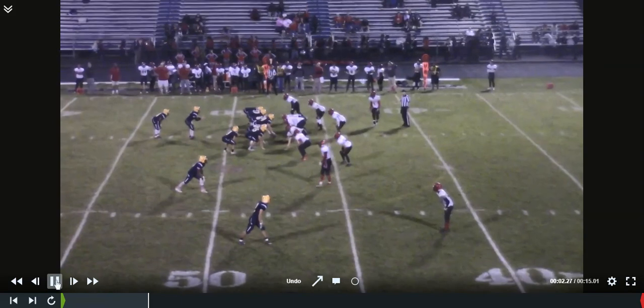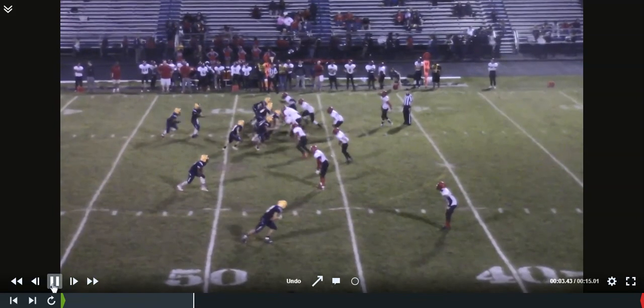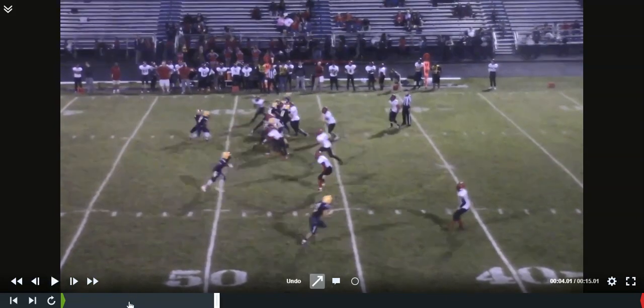All right, same situation here. This is the same formation, just flipped. So our trips is down here at the bottom. They're aligned much better this time. So it's a 5-2. These are the two. So they're in a much better situation here.